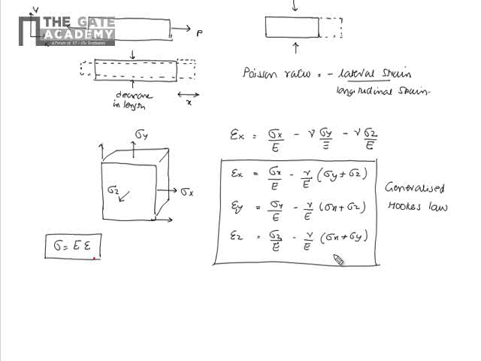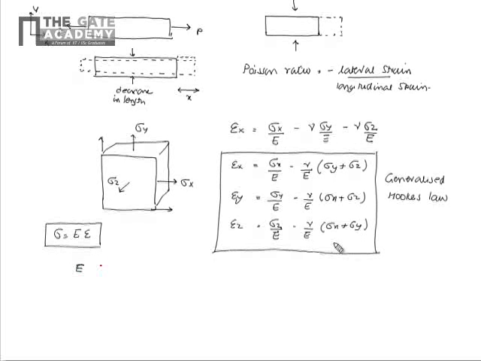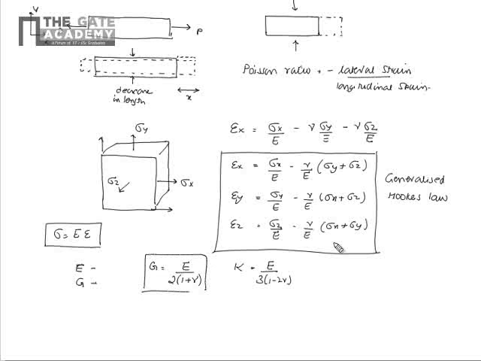Now we have seen two elastic moduli, one is the elastic modulus, Young's modulus, and another one is the shear rigidity modulus or shear modulus. They are connected by the relation G is equal to E by 2 into 1 plus nu, and similarly K, which is nothing but the bulk modulus, is related to the elastic modulus as E by 3 into 1 minus 2 nu. So this is a very important relation which relates all the moduli with respect to each other. The elastic modulus, shear modulus and bulk modulus are related to each other by these relations.